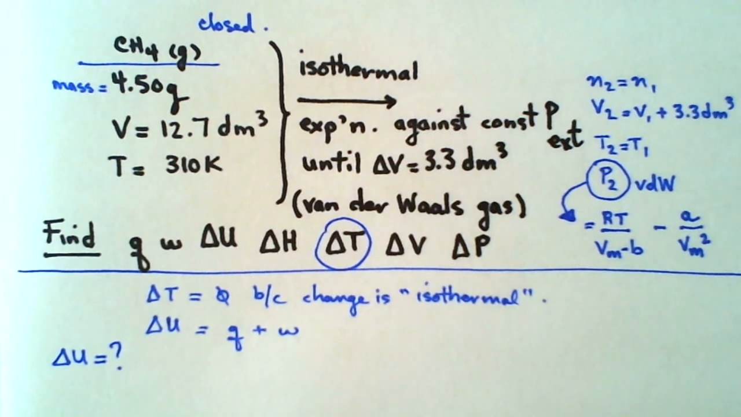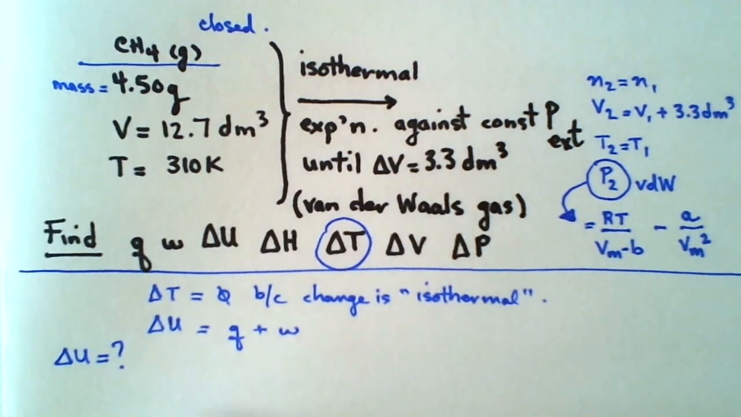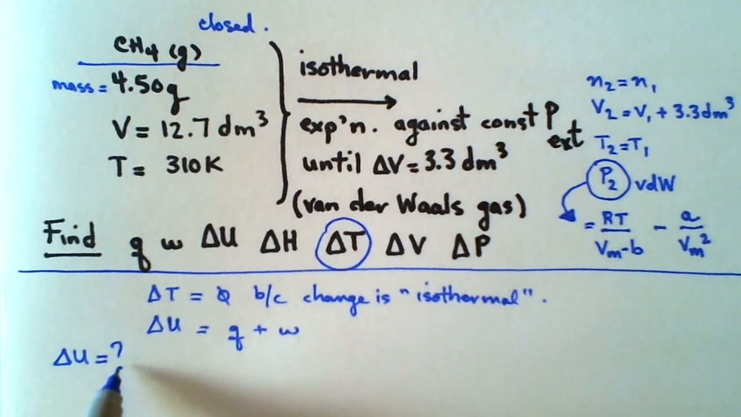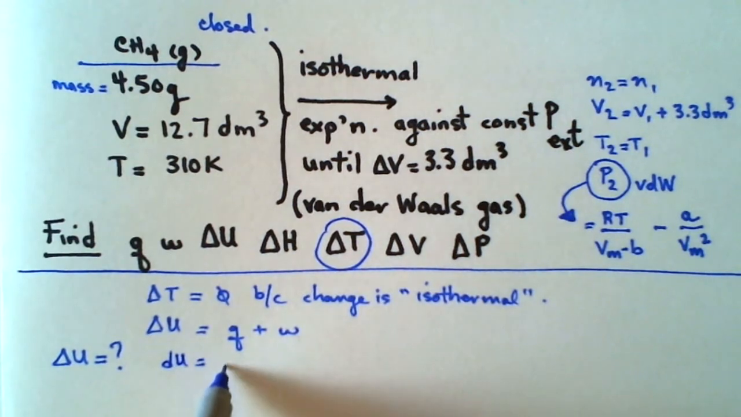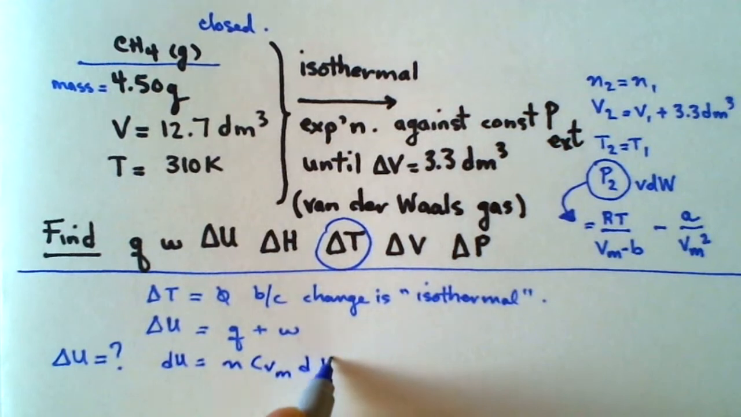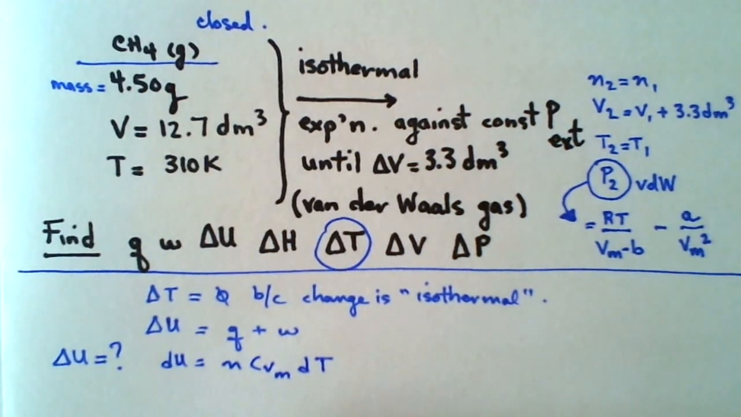Okay, let's go down a dead end because this is a tutorial, and so let's make some mistakes and learn from them. So I know that dU is equal to m CV molar dT. Is that going to help me here? Think about that.